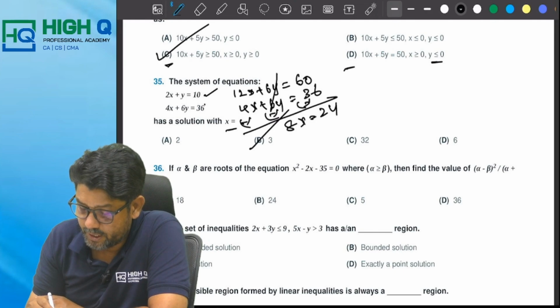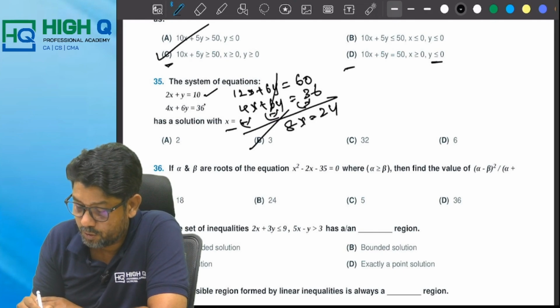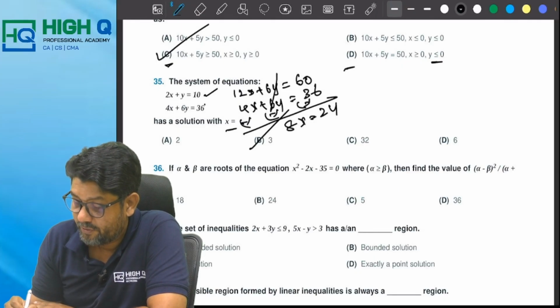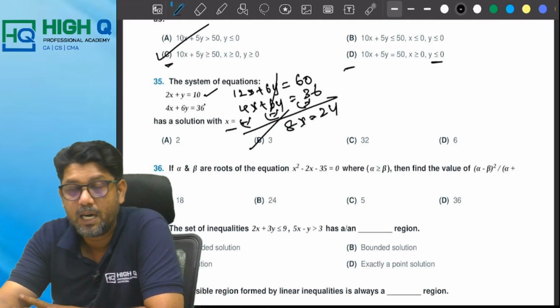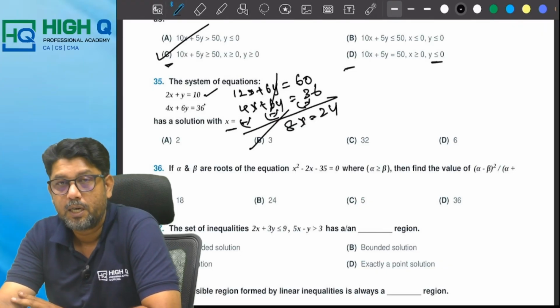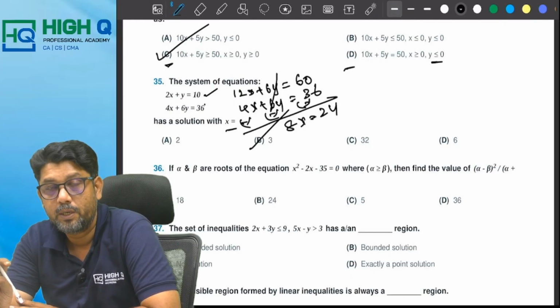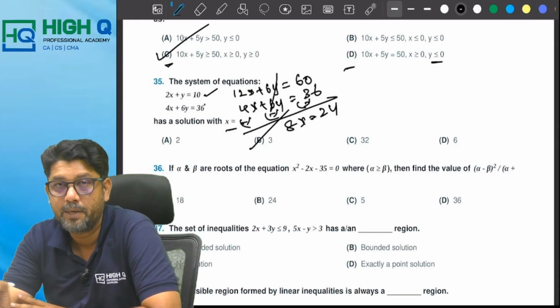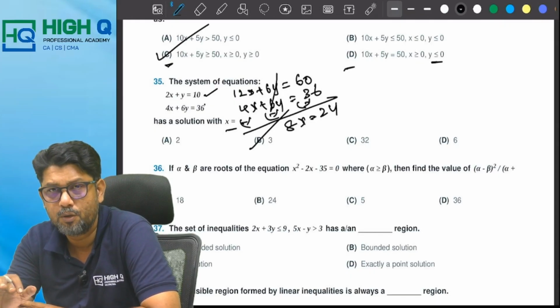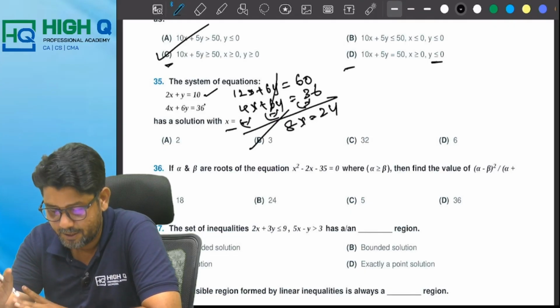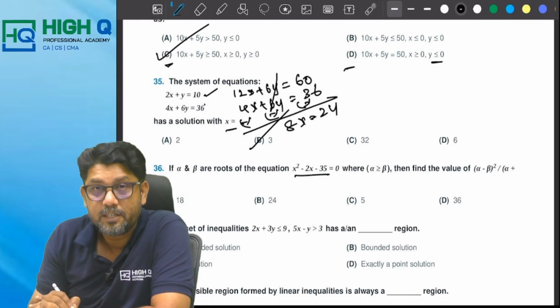Next. Alpha and beta are the roots of the equation x square minus 2x minus 15 equal to 0, where alpha is greater than or equal to beta. Then find the value of alpha minus beta the whole square divided by alpha plus beta the whole square. Sir, I have to find out what is alpha plus beta, what is alpha beta. Alpha plus beta is minus b by a, alpha beta is c by a. Nothing needed. Just do what I'm saying.